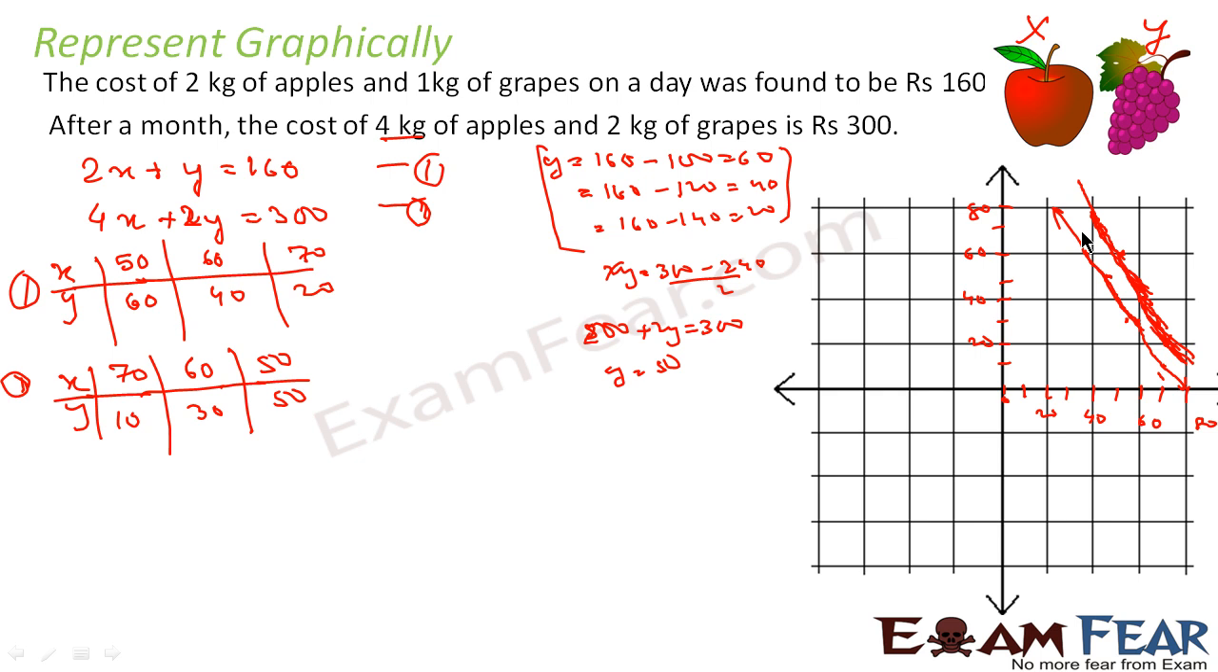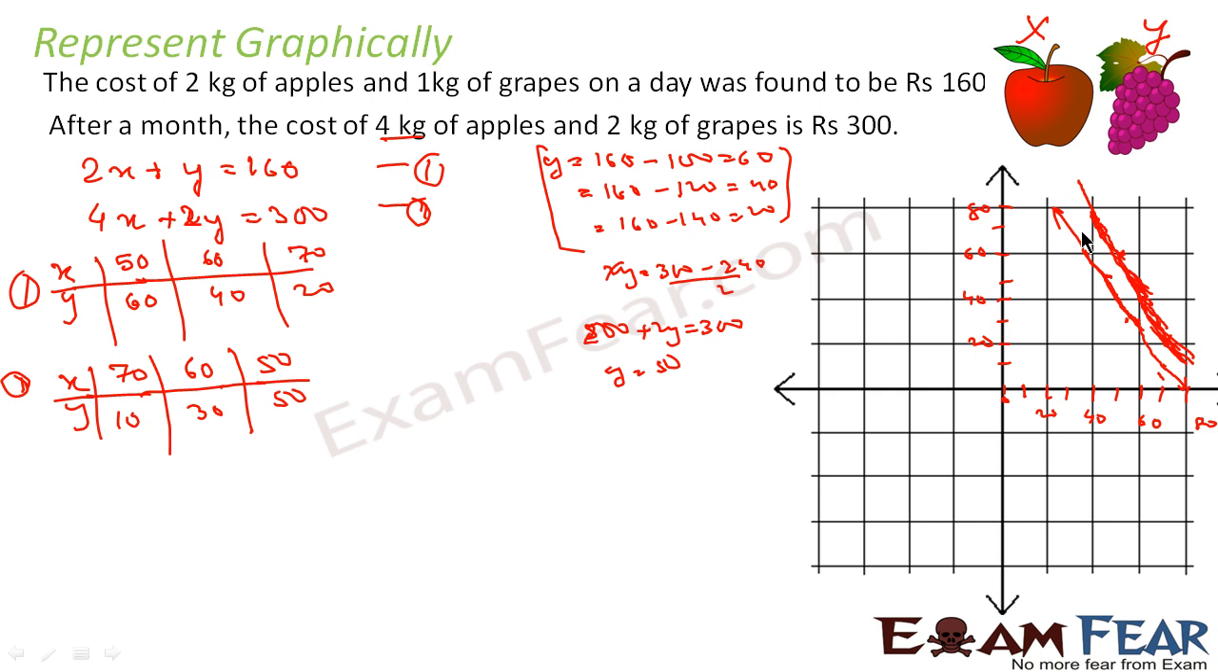And since there is no solution, I can say that the price of the apple and grapes changed after a month. It was not the same. And that is something which you can get from the graph. Had this met at a point, you could have told that yes, the price of the grapes and apple were same. But since they are not meeting, that means there is no solution for this case. So we can say that the price of apple changed.